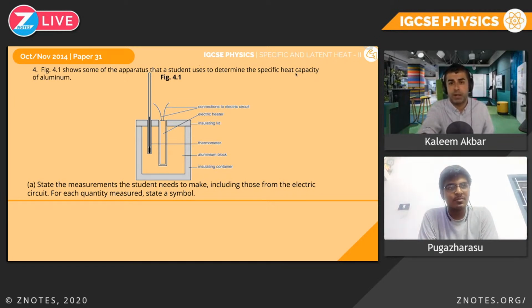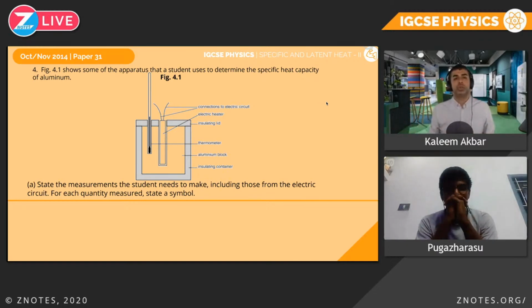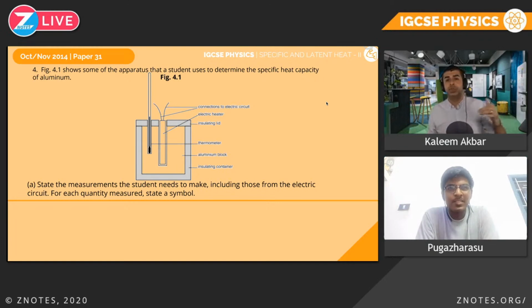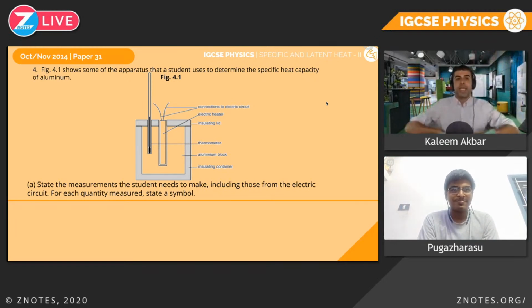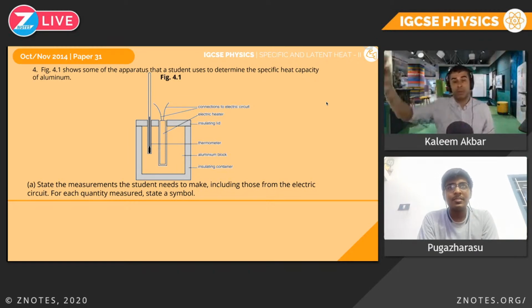And what we're looking at is figure 4.1, which shows some of the apparatus that a student uses to determine the specific heat capacity of aluminium. So what you're seeing is a big metal block, and there's two holes in it normally, one for the thermometer and one for the heater. And that heater externally is connected to an ammeter, a voltmeter, and you've got your stopwatch. Oh, I'm sorry, the ammeter and voltmeter are connected to a power pack, which you don't need here. And you insulate the block.